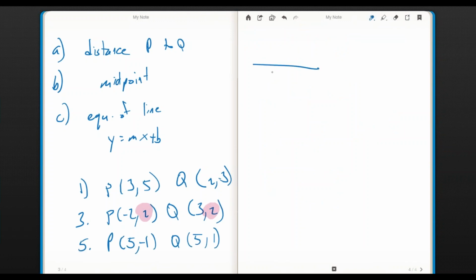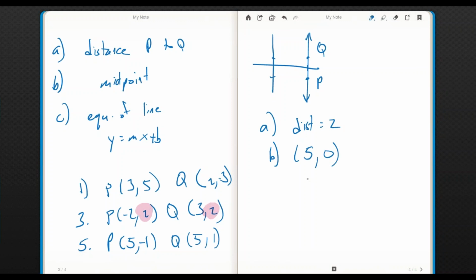Number 5 is the other special case. P is (5, -1). Q is (5, 1). Here's the line we're looking at. Part A, the distance from P to Q is 2. Since it's right along the line, the distance is just 2. Part B, the midpoint is going to be (5, 0). Halfway between -1 and 1 is 0.